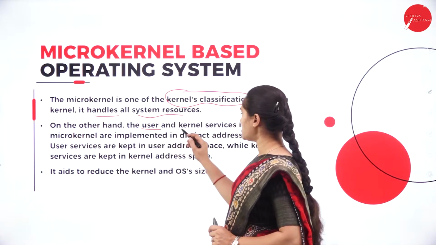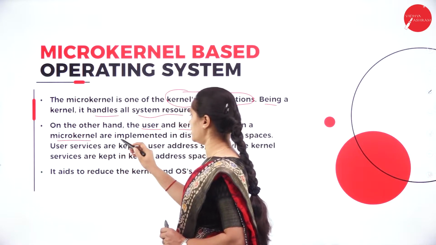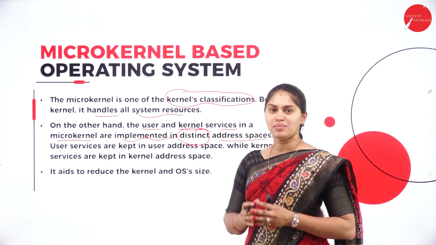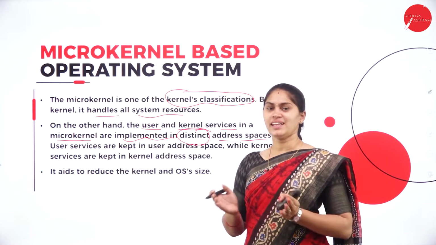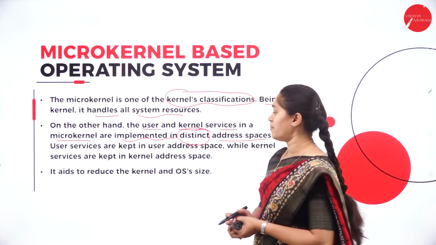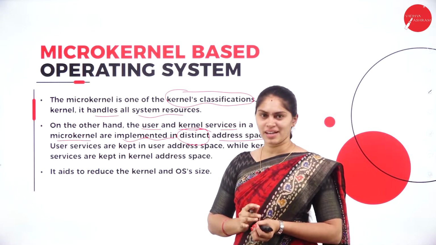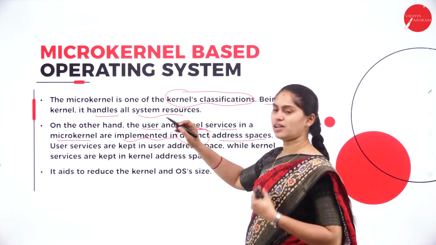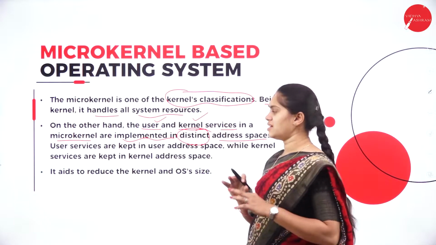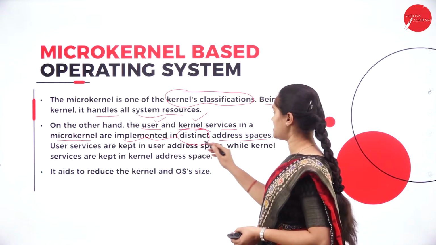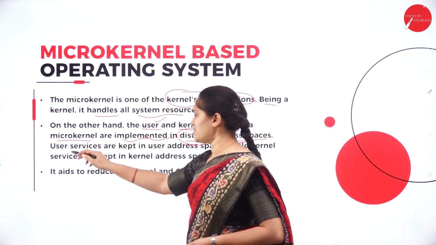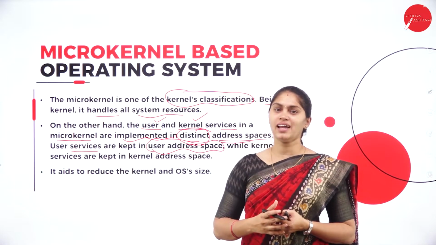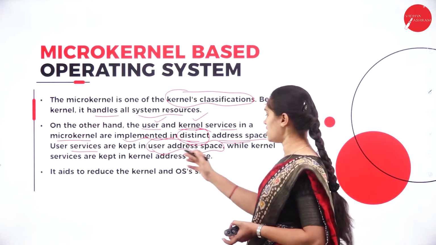And then the user and the kernel services in the microkernel are implemented in distinct address spaces. Very important. If you merge the services of the kernel and the user, then there will be a burden or there could be some clashes. But whenever we have this microkernel operating system, it is going to handle the user and kernel services separately, in distinct address spaces, so that user services are kept in a user address space. Whatever the user activities or services are, they are kept under some user address space.